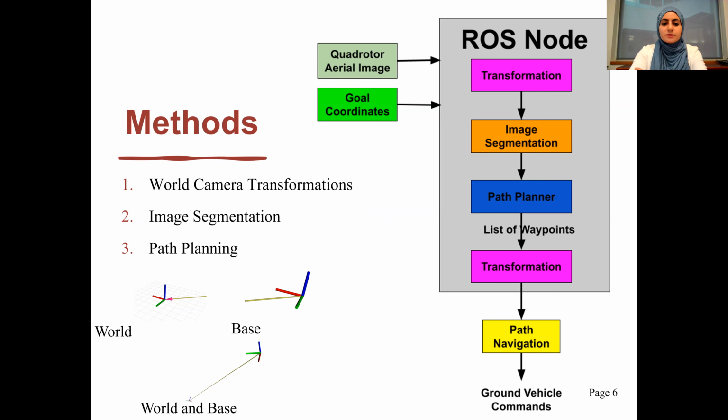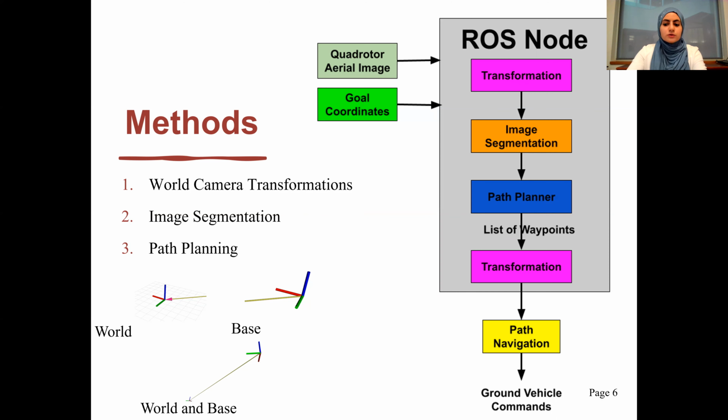So a ROS node is basically the robot operating system node, and it's a piece of software I developed over the summer. And so the inputs to the ROS node include the quadrotor aerial image and the goal coordinates of the ground vehicle. And then typically the start and goal positions for the ground vehicle are given with respect to some world reference frame. And so we have to get them relative to pixel coordinates in the image.